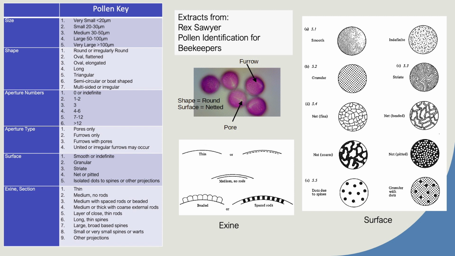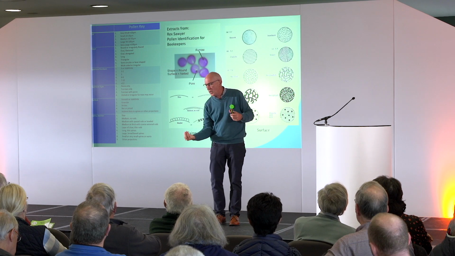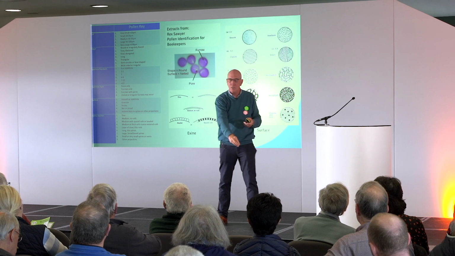So this is Rex Sawyer's guide. Remember I talked to you about measurements. I'm not going to go through them all, but it's a very, very simple guide. What you are interested in is what the surface looks like. You've got lots of different types of surfaces, and what the X sign looks like. This one here is an ivy. It's got what you call a furrow and a pore. Furrows and pores are places where the pollen tube comes out to fertilize the flower.